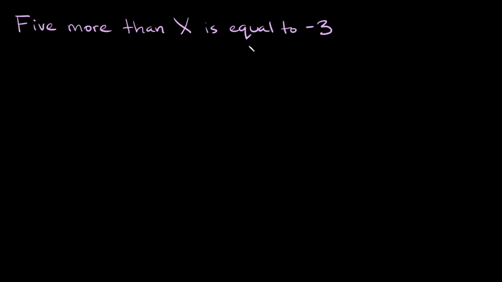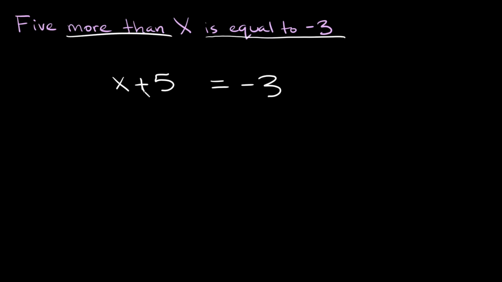Well, let's start with the easy part. Is equal to -3. I don't know what this is right now, but I know it's going to be equal to -3. Now let's figure out this part. 5 more than x means I'm going to have x and then I want 5 more than that. In other words, more than means add. So here I have x plus 5 is equal to -3.